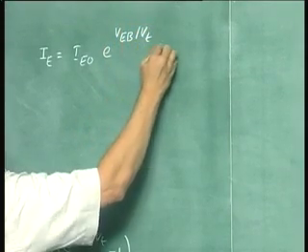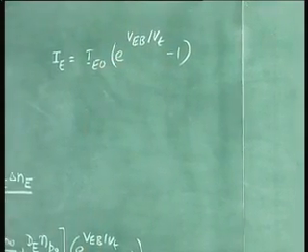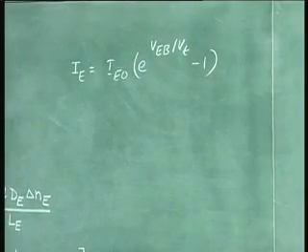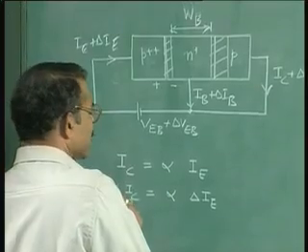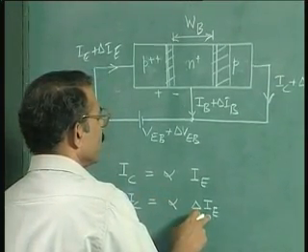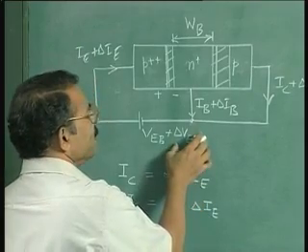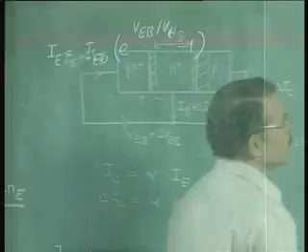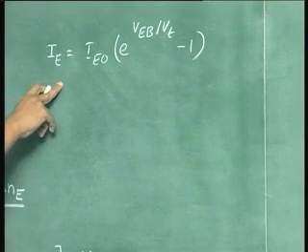VEB by VT minus 1. And coming back to our relations here, we need to obtain delta IC, which is given by alpha times delta IE, in response to delta VEB. So now we can get delta IE in response to delta VEB using this formula.